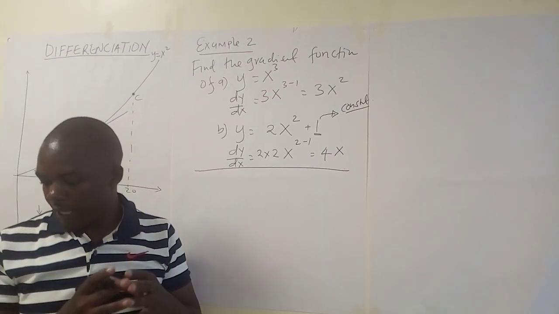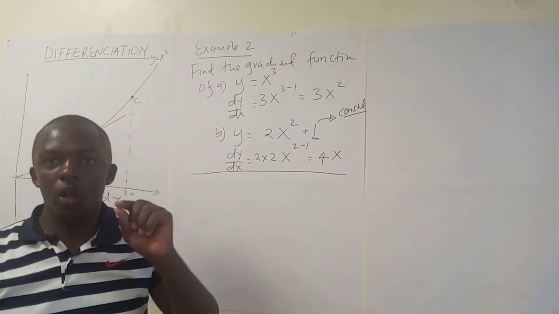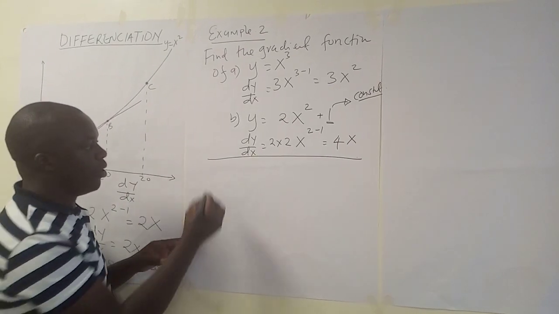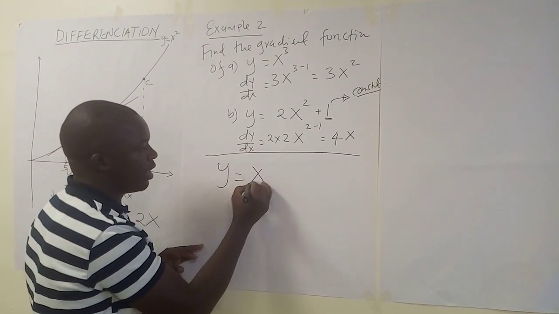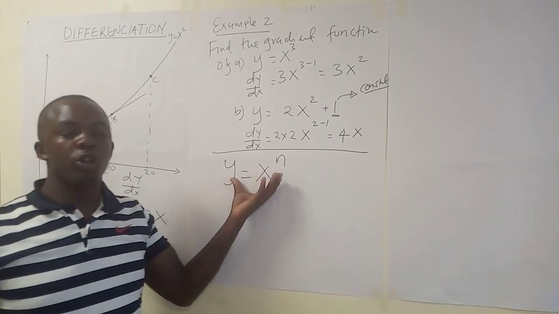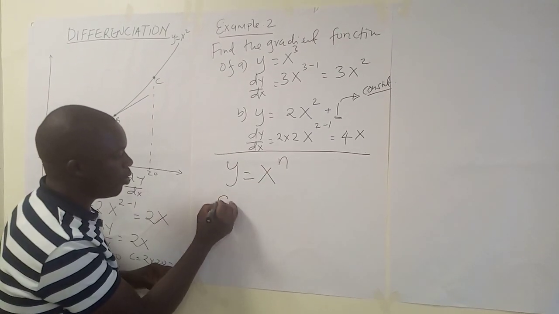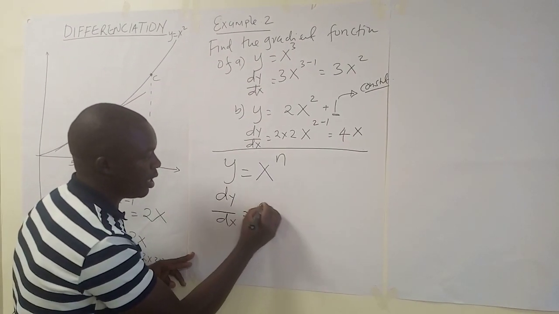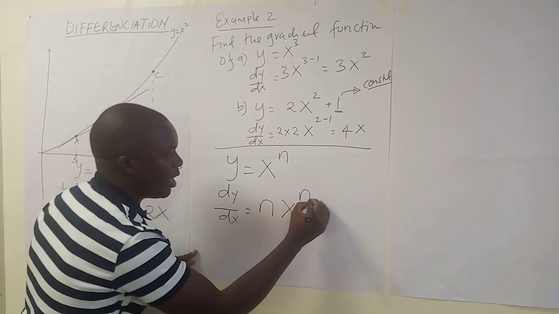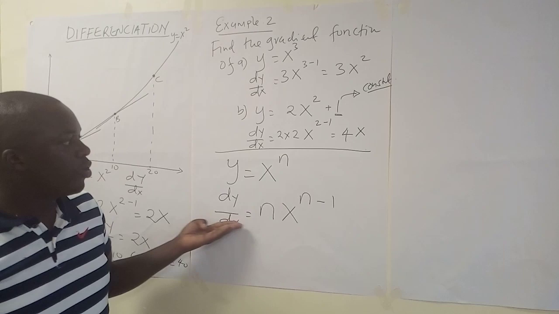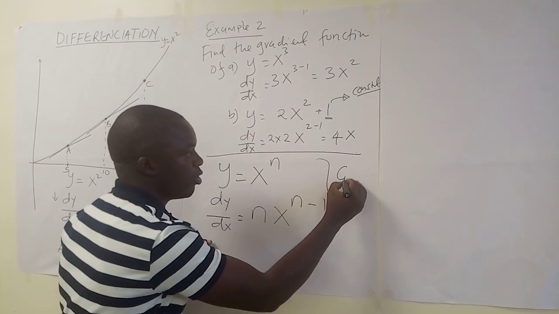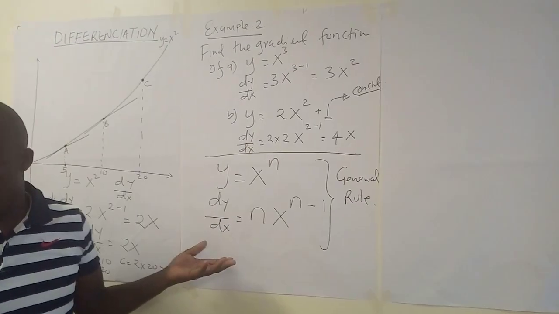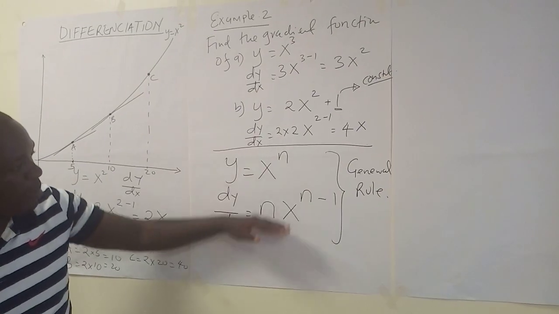The process of getting the gradient function is what we call differentiation. So there is a general rule for differentiation. For example, if you have the function y equals x to the power n, there is a general rule to differentiate this. I will say dy/dx is equal to, if you bring n here, n x to the power n minus 1. This is the general rule of differentiation. So this is how we can differentiate it.